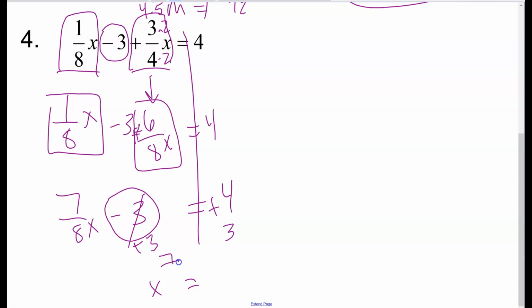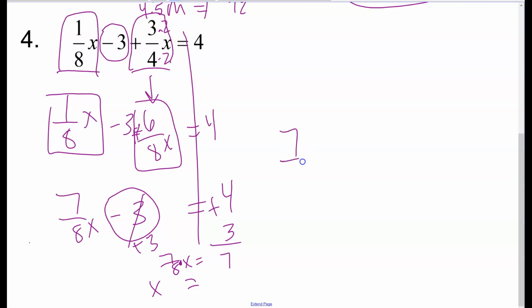So I'm left with 7/8 x is equal to 4 plus 3, which is 7, okay? So then this is a tricky step, right? We're looking at multiplying 7/8 times x, so I would actually be dividing by that value to get my answer here. So I'd be dividing by that value.